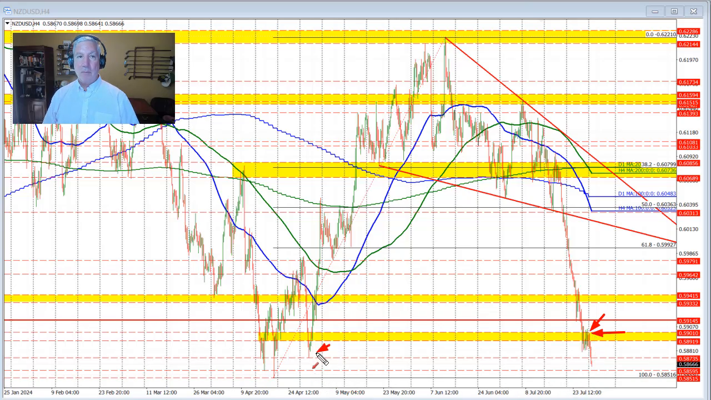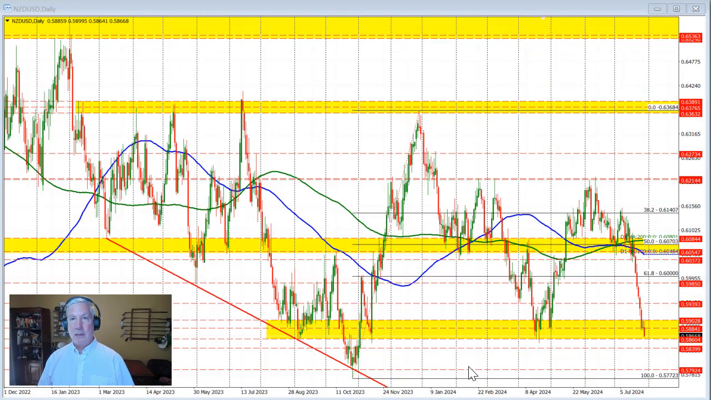We have moved below this low right here, and now we're working toward other lows, going back in time to April. As a matter of fact, those levels come in at 0.5859 and 0.58516. Move below those levels, and where do we look? Well, we're looking toward the extremes going back to October 2023, which took the price all the way down to 0.57723. So be aware of that longer term view.